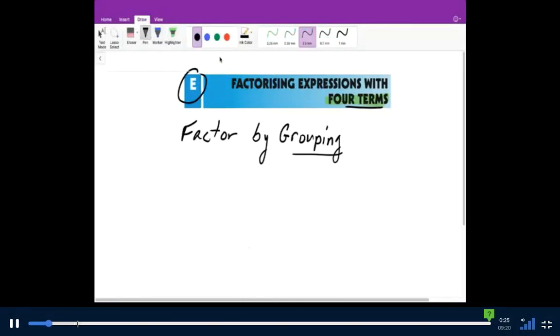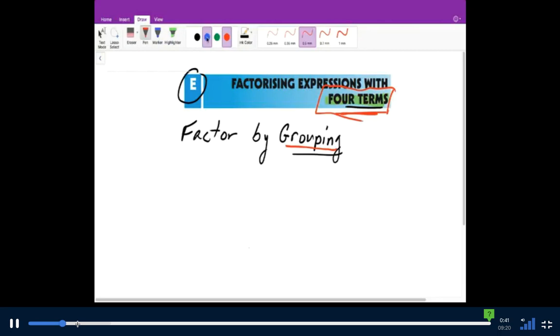So whenever you have a problem with four terms, the very first way you should try to factor is factor by grouping. All right, so that's how we know that we are going to use this method, is whenever we have four terms.